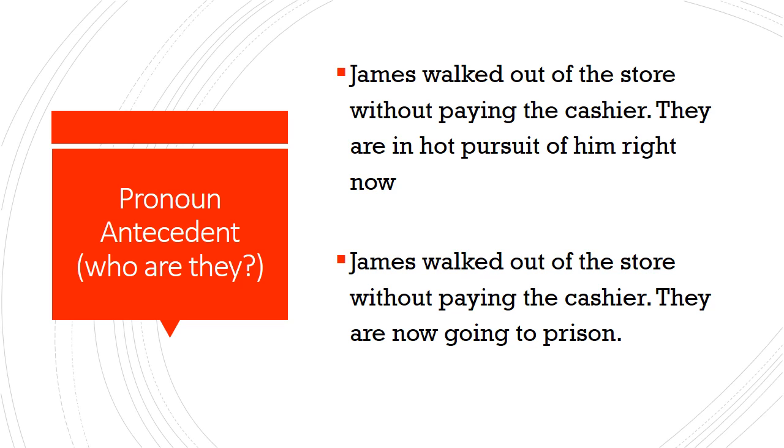Or something like, James walked out of the store without paying the cashier. They are now going to prison. In this case, we're not sure who they is in context. In the first sentence, they could refer to the cashier, but it could also refer to James, just the way that people often write. They is not typically used and should not be used to replace a masculine name such as James when gender is established.